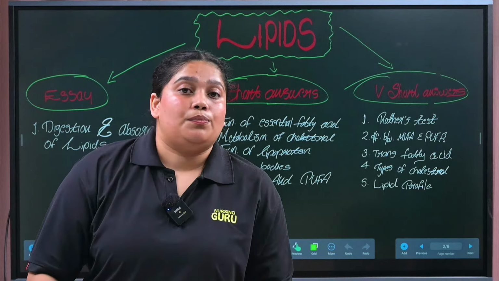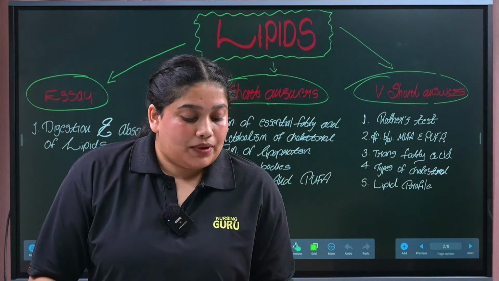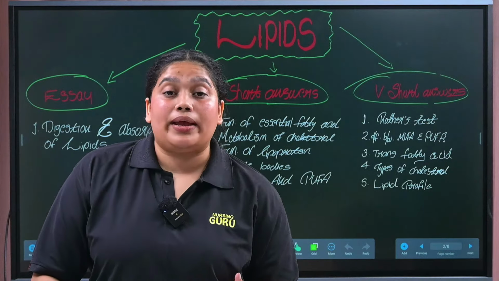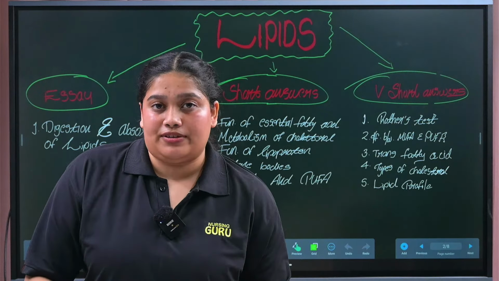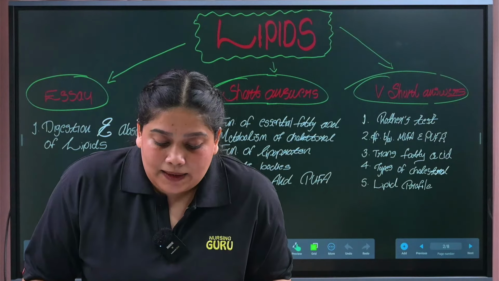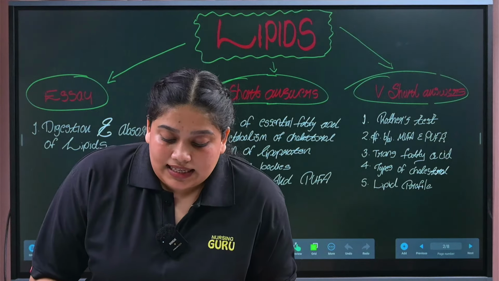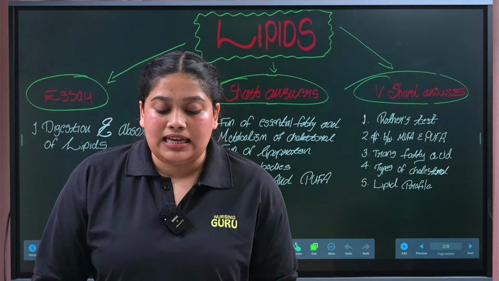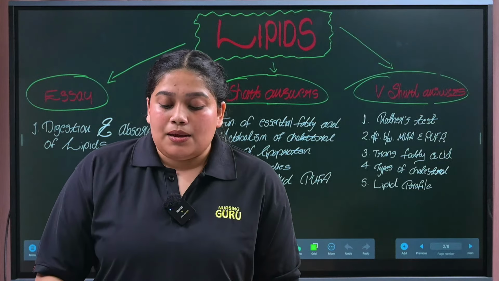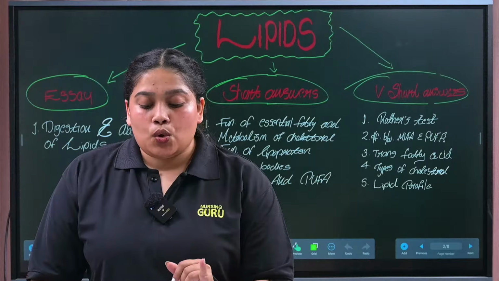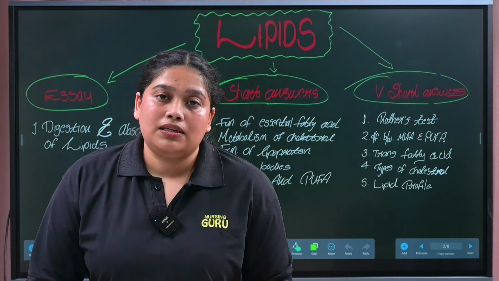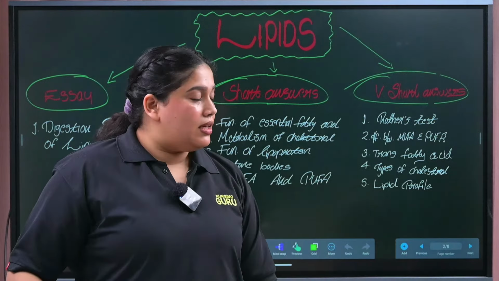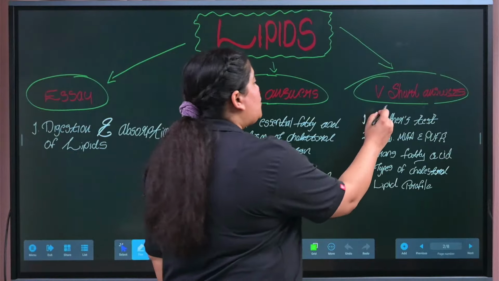But going to PUFA, what can we see? Mainly 2 types: omega-3 fatty acid and omega-6 fatty acid. So that is a difference. Also there is one more difference. MUFA is an unsaturated fatty acid that contains 1 double bonded carbon atom in the fatty acid chain, but PUFA has 2 or more double bonded carbon atoms. That is the main difference between MUFA and PUFA. Clear? Okay.